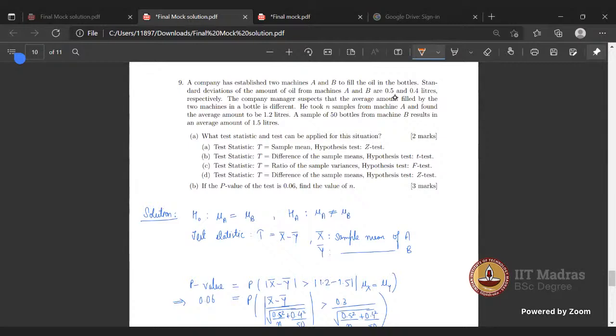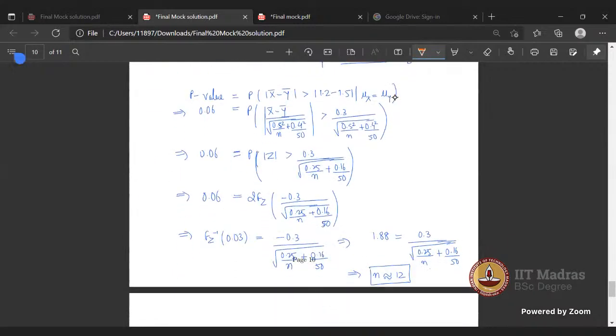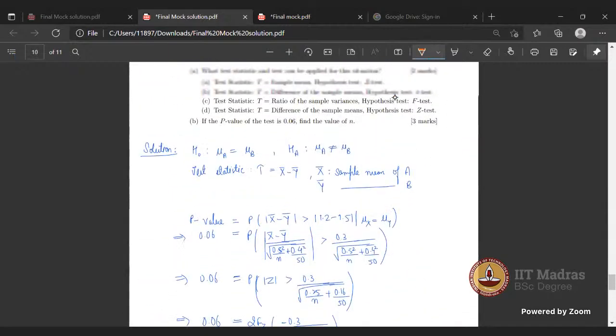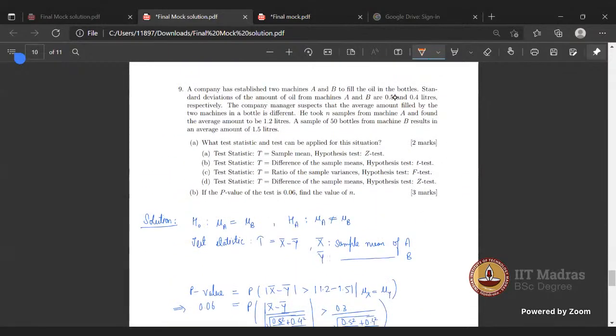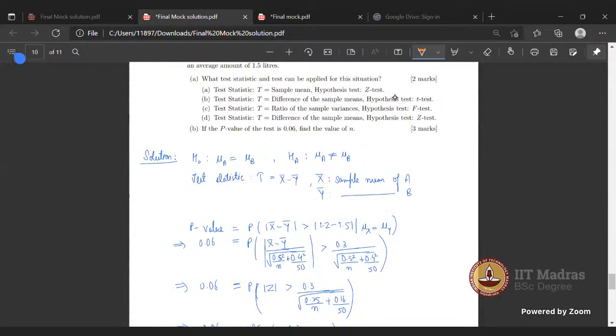Any other problem from the mock? 22, ma'am. What is 22? A company established two machines, A and B. What is the doubt here? If the p-value of the test is 0.06, find the value of n. Okay. Did you do that before during the session? No, that part has not been done.